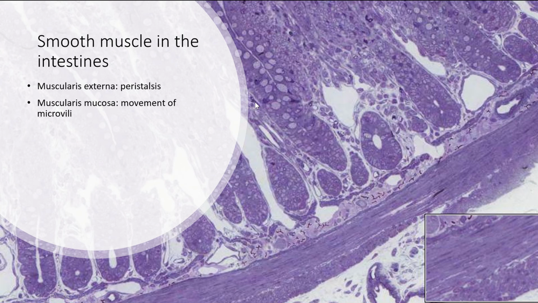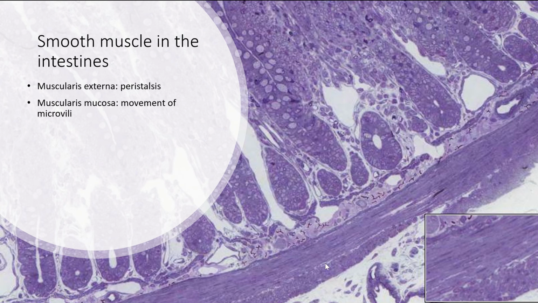If we go up this way, that's more towards the inside of the intestine, the lumen. This is more towards the outside, the outer wall. So this is the muscularis externa. A lot of people get confused and tell me just this is the muscularis externa, but it is the whole thing.